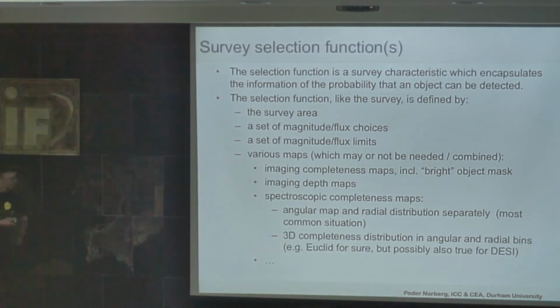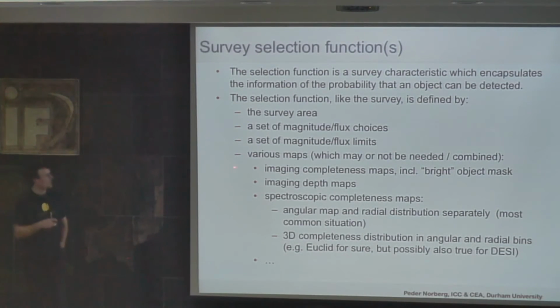Now, I'll show you how this can come across in a very obvious way, and then you can see how it becomes more complicated. I mentioned earlier the word selection functions. A selection function is a survey characteristic which encapsulates, to some extent, the probability that an object can be detected. The selection function is defined by the survey area, magnitude or flux limits, and so on, and various maps. They may need to be combined, but you need to be aware of them to be able to use the analysis.